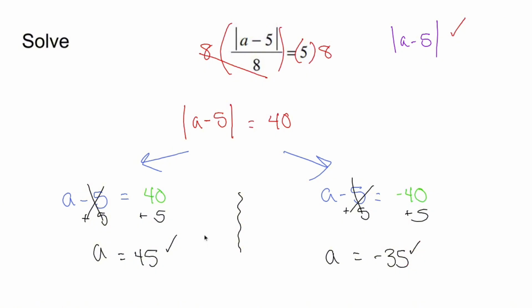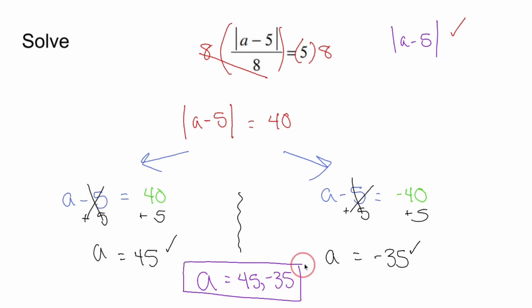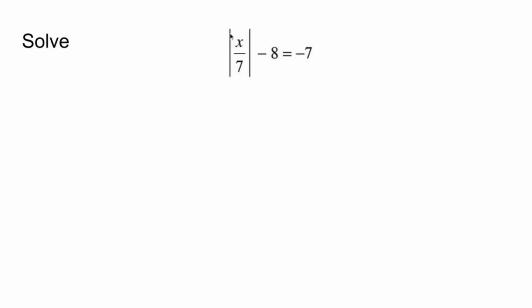Check, they both work. So your final answer is you stating the fact that you have two answers. A is going to equal 45. A is going to equal negative 35. Put them both together. That is our answer. Done. We have ourselves an absolute value equation.